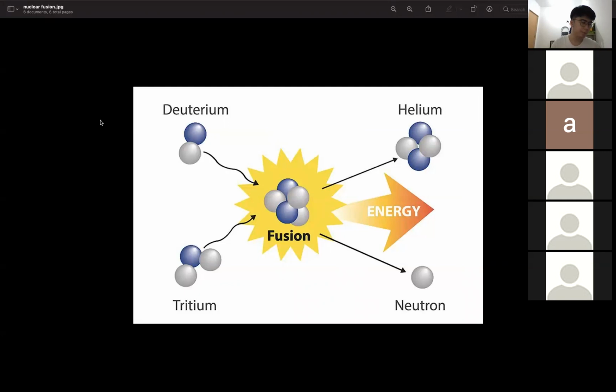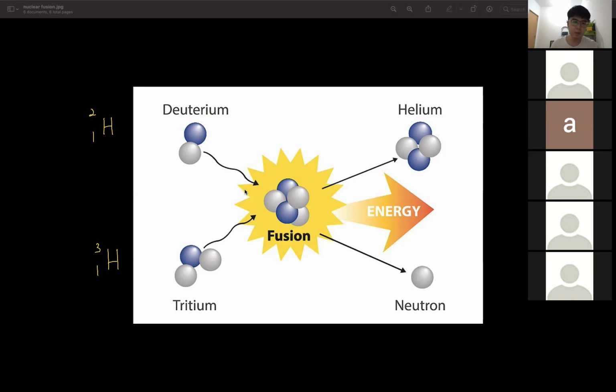Okay, so deuterium is like H 2,1 and tritium, tri, so it has three, 3,1. Right, so these two are very light nuclei, and you combine them, and then you get a heavier nucleus, helium. Now, at the same time, not only do you get helium, you also get one neutron and also nuclear energy. Okay, so always there will be nuclear energy.